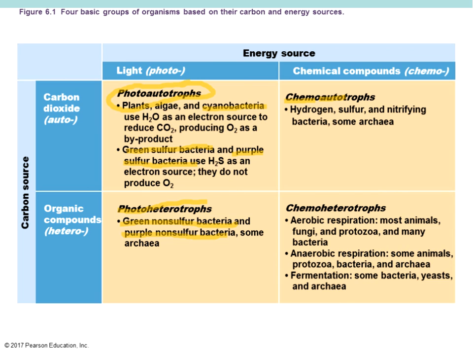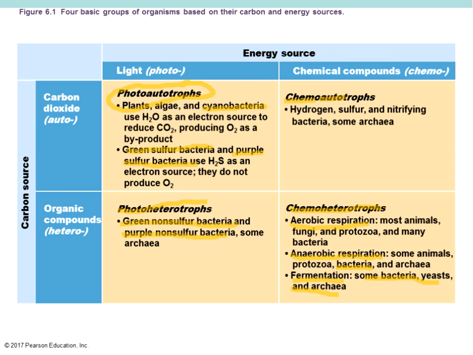We're chemoheterotrophs. So aerobic respiration that we talked about in Chapter 5 is an example of a strategy a chemoheterotroph would use in order to get energy. So most animals, fungi, protozoa, many bacteria. Some use not only aerobic respiration, but anaerobic respiration can be used for some bacteria, and then fermentation, which is used by some bacteria and some yeast, as well as some archaea.